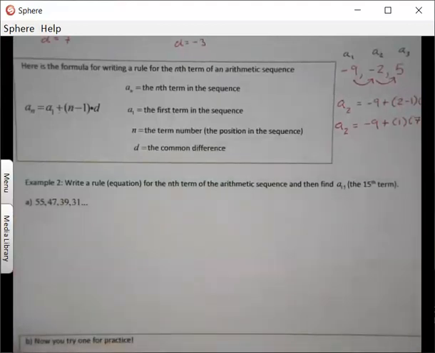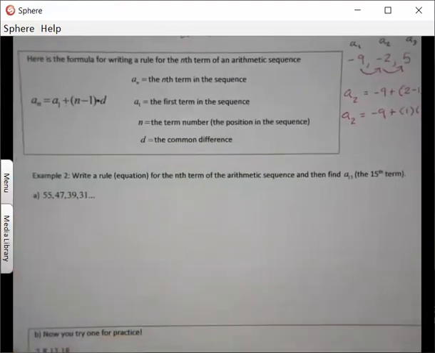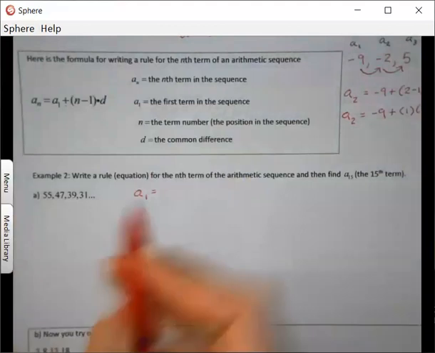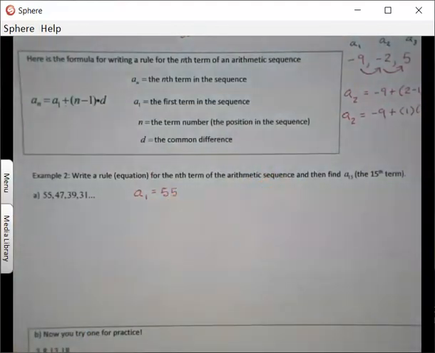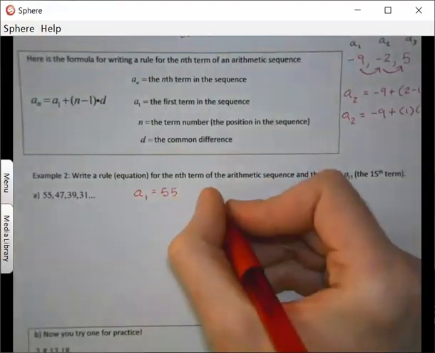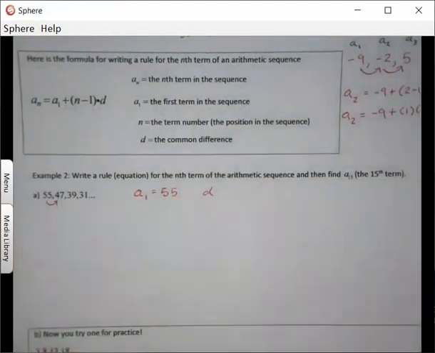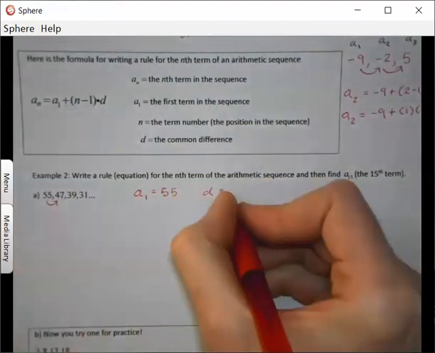So let's start by writing down what we know so far. So we know a sub 1. A sub 1, remember, is just our first term, so that's 55. We can find our common difference. So from 55 to 47, looks like we'll take away 8.